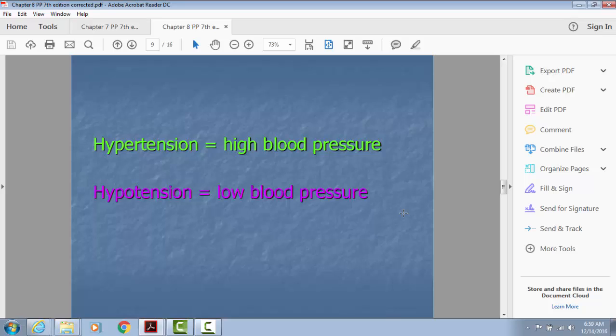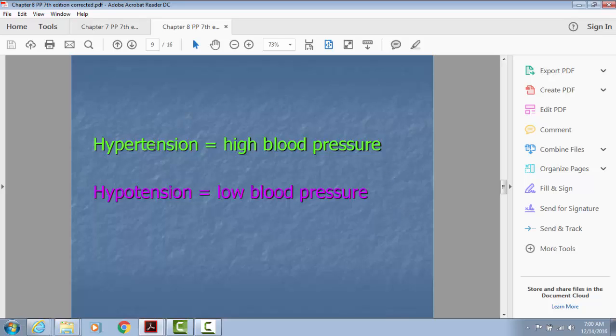Pathology that we see: hypertension, high blood pressure. It depends on the patient as to what we determine to be high blood pressure. But textbook-wise, your book talks about any blood pressure that's consistently or persistently 150/90 or above is considered hypertension. Hypotension then is low blood pressure. Any pressure that is consistently 90/60 or below is considered low blood pressure.